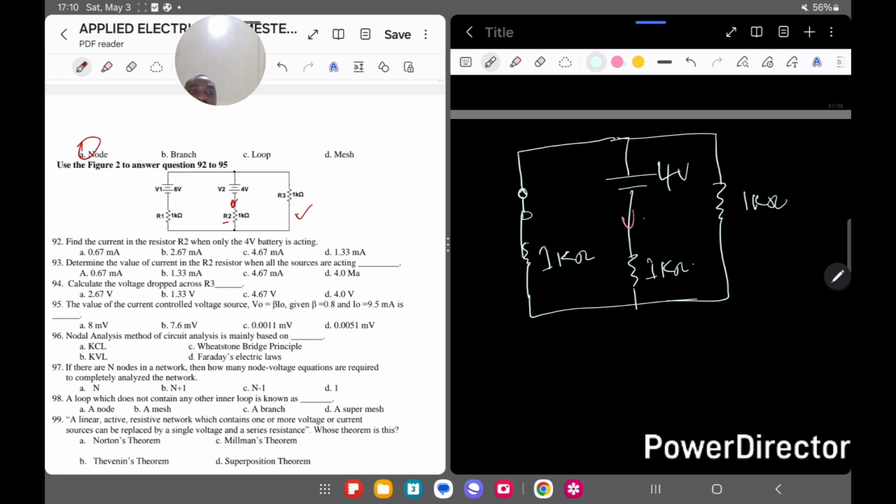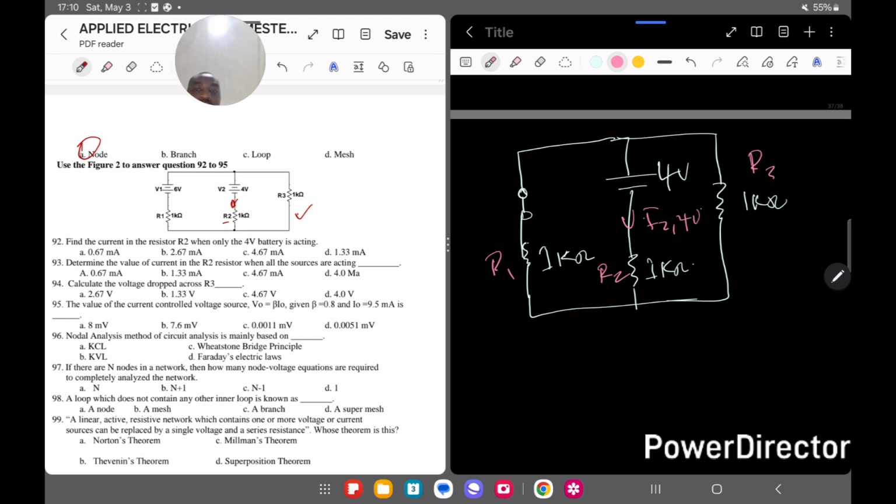And we're interested in finding this current, which is I2, based on the labeling. This is R2, here is R1, and this one is R3. So I'll label here I2. But this is I2 due to what? 4 volts acting alone. So I'm going to indicate 4 volts attached to it, so that I'll know that.